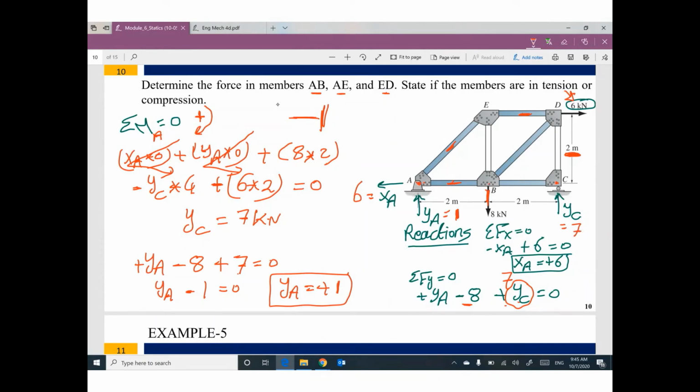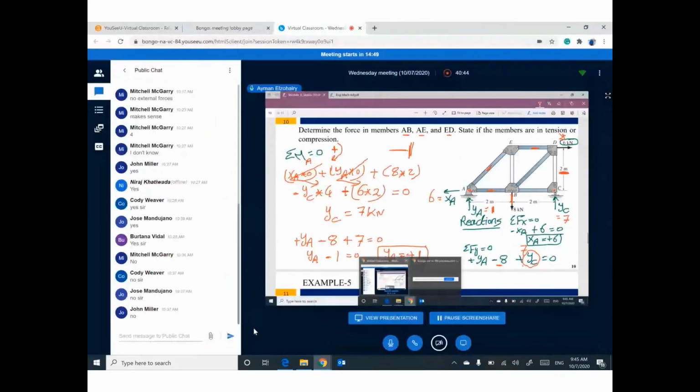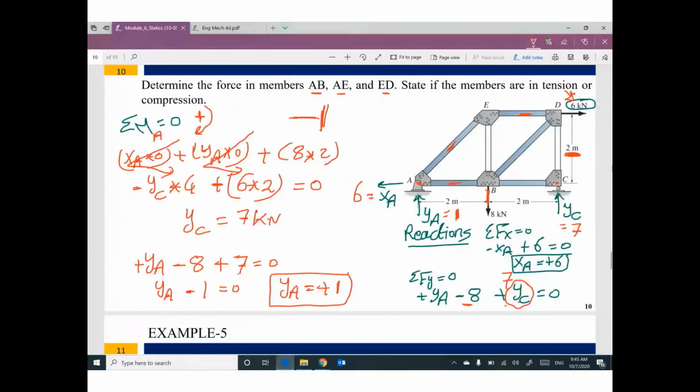Any question so far? Any question for reactions? Reactions are very important. We are looking for member AE and member AB as a first step, ED in a different location. What do you mean by different location? I mean members AE and AB intersect, both of them intersecting at A.